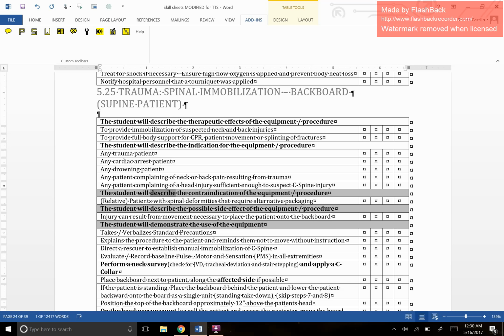The student will describe the contraindication of the equipment/procedure. Relative: patients with spinal deformities that require alternative packaging. The student will describe the possible side effect of the equipment/procedure. Injury can result from movement necessary to place the patient onto the backboard. The student will demonstrate the use of the equipment.